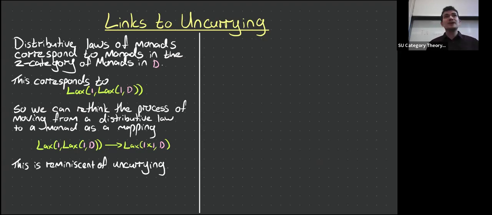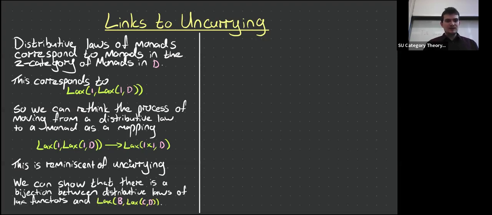Tensor adjunction. Yeah, so we don't have an isomorphism there anymore. So this is not trivial, actually. In general, you won't have a map going back for lax functors. But what we can do is show that there is a bijection between distributive laws of lax functors and this set, Lax B, lax C, D. So right now, just as a set.